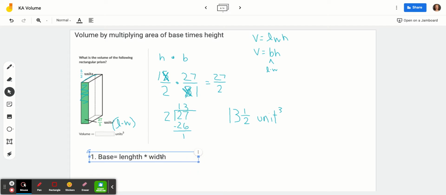We know that the base equals length times width, already multiplied. Multiply base times height, and then we'll simplify. I'm putting stars. That's like an asterisk. It just means multiply.